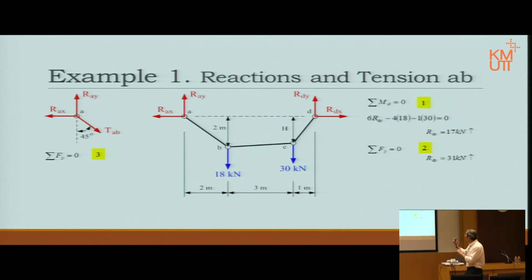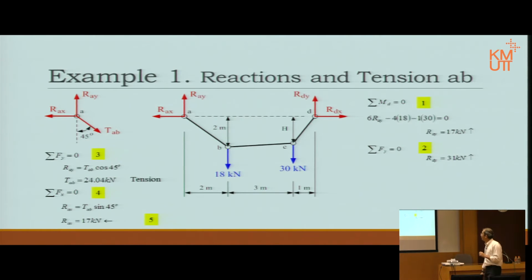Now, RAX and RDX, well, that one is not quite helpful yet. However, if we look at the left-hand side picture now, we know RDY and RAY, correct? If I know RAY, I should be able to calculate TAB using the summation of all forces in the y direction, sigma Fy equal to 0, right? Using that equation, RAY we already know, so then we can calculate TAB. Now, if I can calculate TAB, using the same picture on the left-hand side, then I can calculate RAX, right? Sigma Fx equals 0. Here we are. We know TAB, so we have RAX.